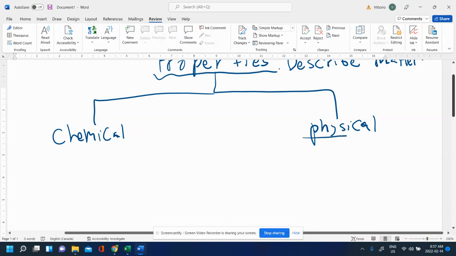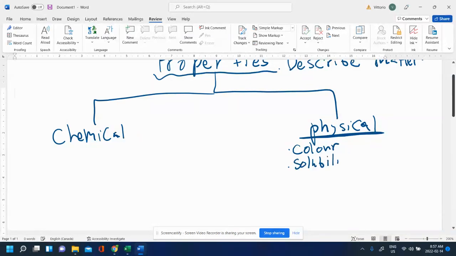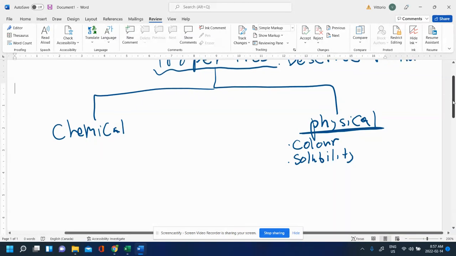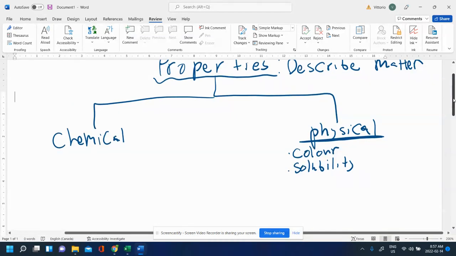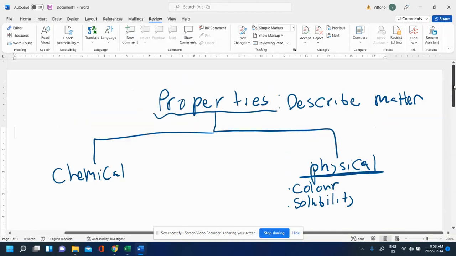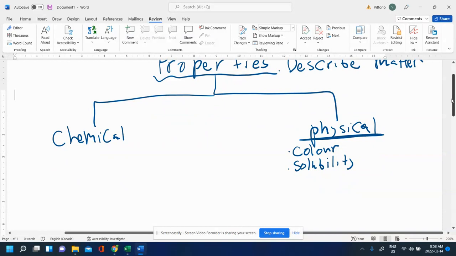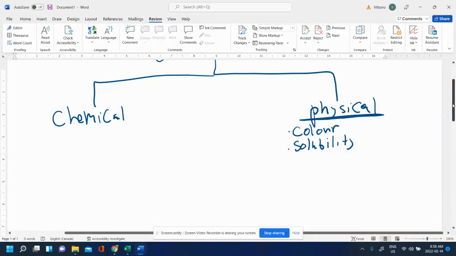So physical properties are properties that describe matter without having to change it chemically in any way. It's things like, you're looking at the substance and saying, this is the color of the substance. You might also tell me if it dissolves or not. So solubility is actually a physical property. Does it dissolve or not? Because you don't change the substance to describe it. You might have to put it in water to test it out to see if it will dissolve, but it doesn't change what the substance actually is. So a physical property is a property that describes matter without having to change what it is in any way.